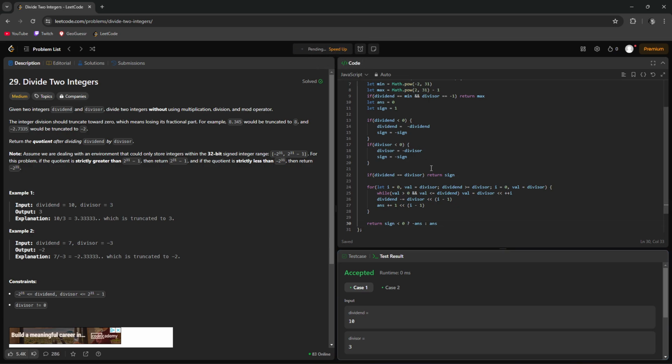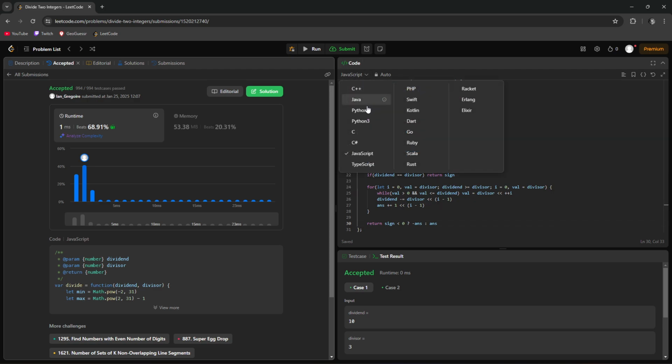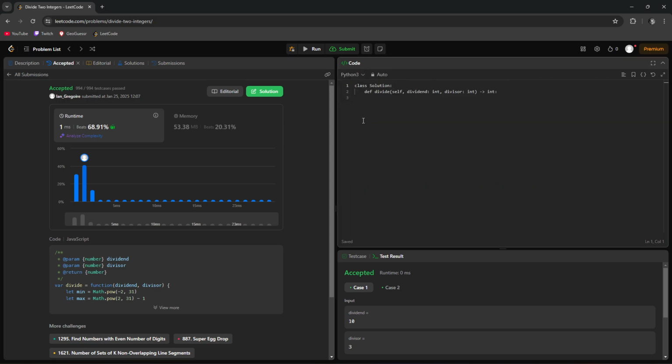Awesome. So this way, it only runs up to around 30-ish divisions at maximum, because the bit shifting shifts the bits in binary, and that doubles it, so each bit shift doubles the subtraction.